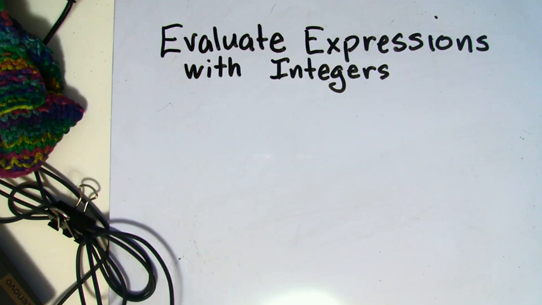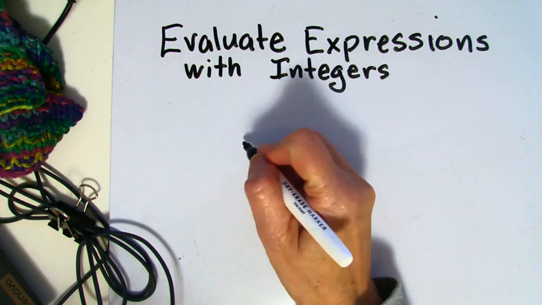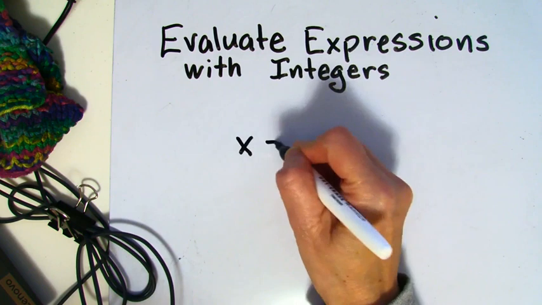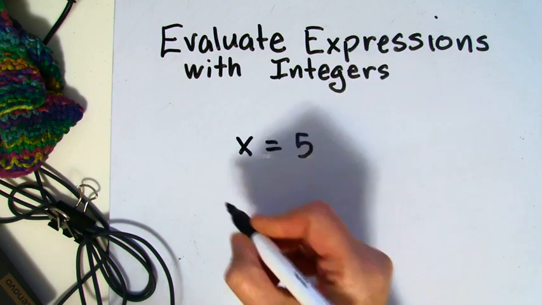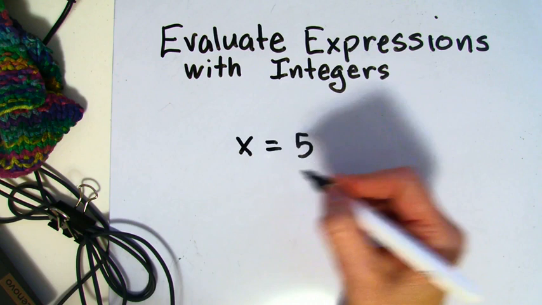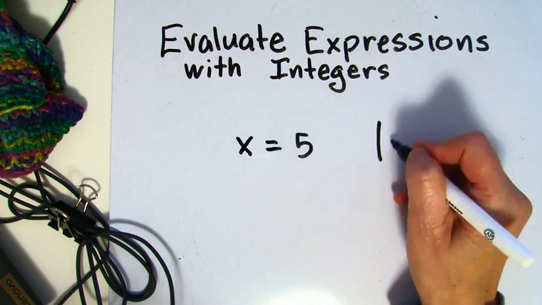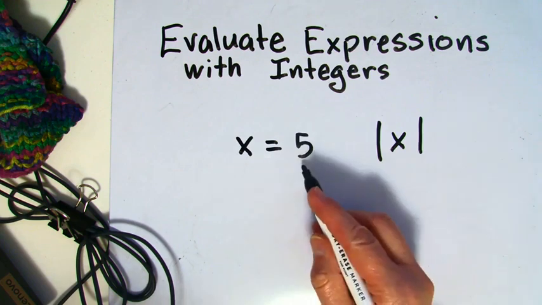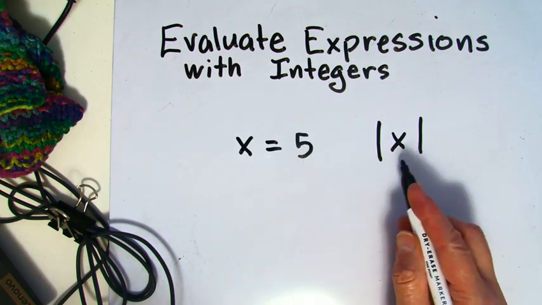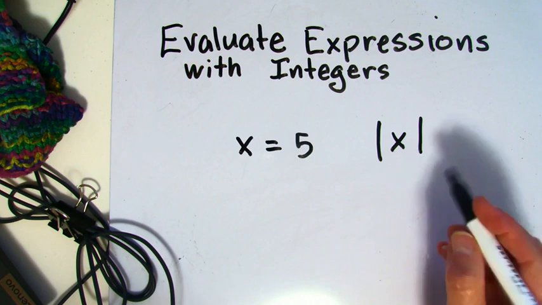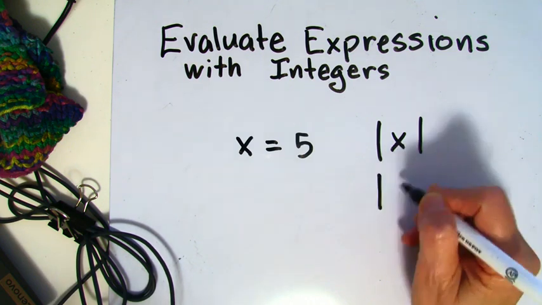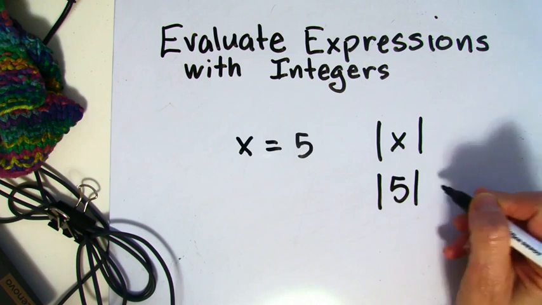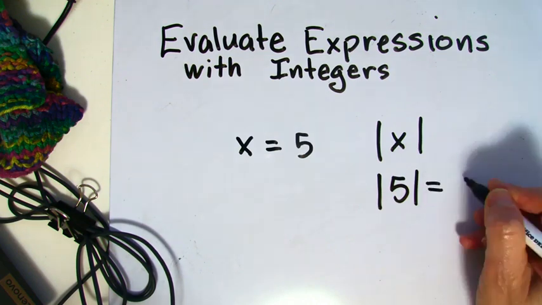In lesson 1, we learned a little bit about evaluating an expression. For instance, if we say that x equals 5 and we want to know what the absolute value of x is, what we would do is plug in the value of 5 where we see it in the expression and then simplify. So in this case, it would be the absolute value of 5. And then the answer to that would be 5.